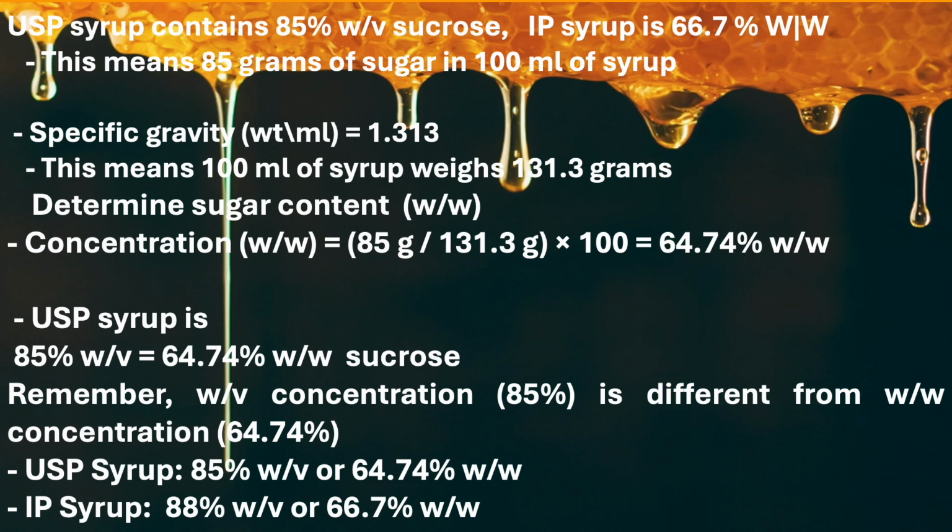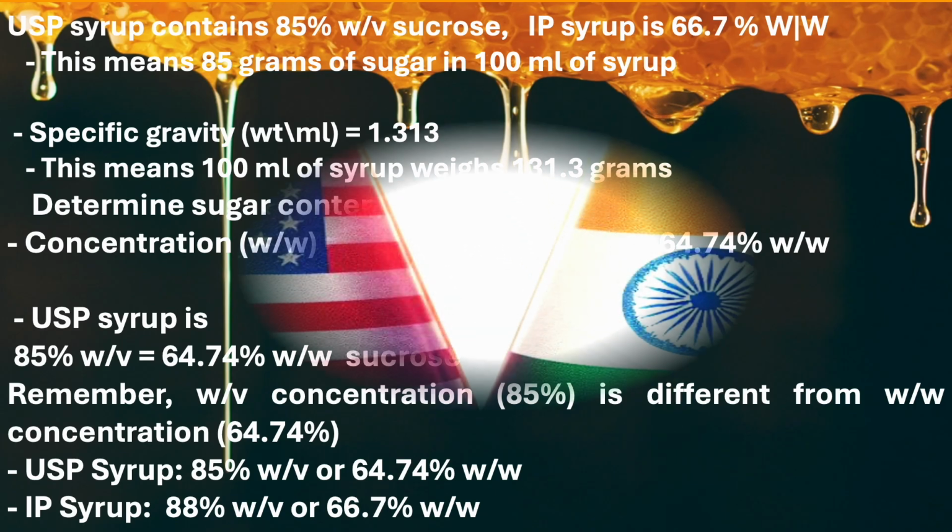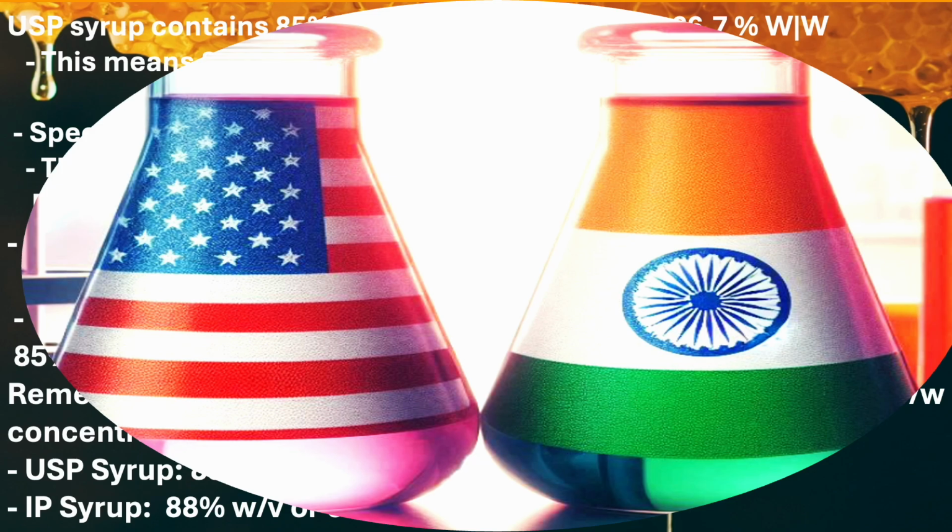If you don't know how to calculate, drop a comment. I will definitely tell you how you can back calculate the percentage in terms of weight by volume. And from this calculation, you know the difference between syrup IP and syrup USP. Syrup USP contains a lesser amount of sugar compared to IP syrup. The USP syrup is less viscous and requires the addition of preservatives because the concentration of sugar is less compared to the IP syrup.